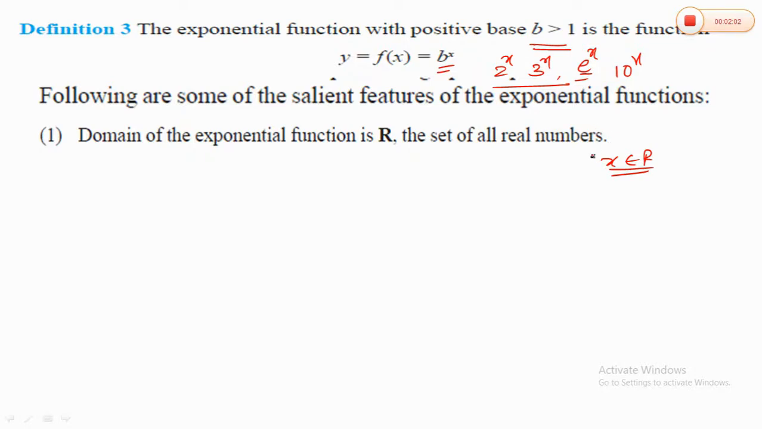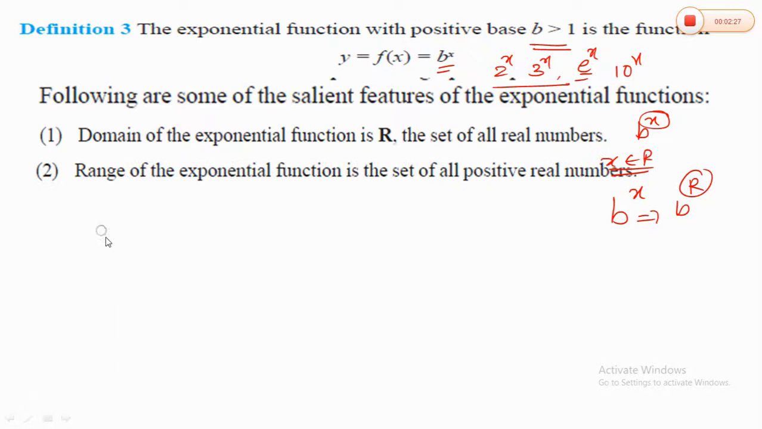The given function is b raised to x. Here we substitute real values for x, so b raised to x becomes b raised to r, meaning the input value is any real number. After understanding the domain, we must know the range, that is the answer part. B is greater than 1 and the domain is R. Therefore the range of the exponential function is the set of all positive real numbers.